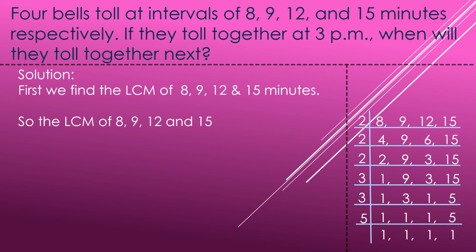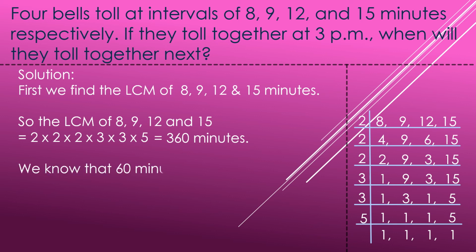So the LCM of 8, 9, 12 and 15 is equal to 2 multiplied by 2 multiplied by 2 multiplied by 3 multiplied by 3 multiplied by 5. Do the multiplication. We get 360 minutes. See, the LCM is 360 minutes. But we have to find the answer in hours. So we convert 360 minutes into hours.